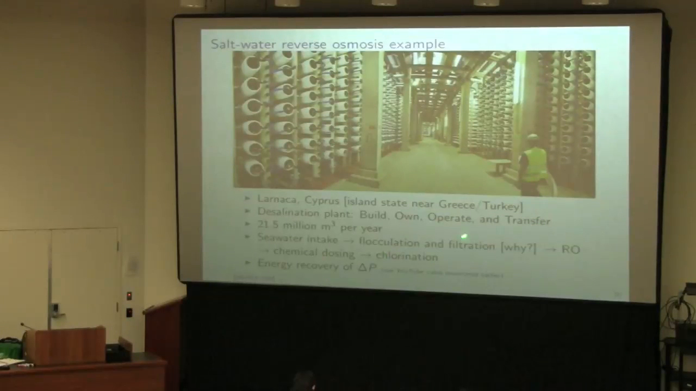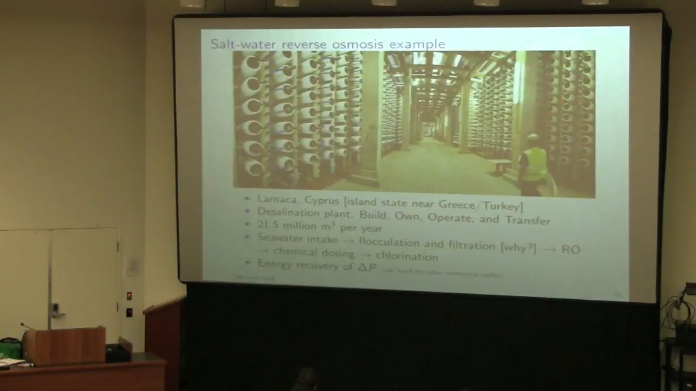So they take on the risk for the first 10 to 15 years to make sure the plant gets up and running and meets the required throughputs. In this case, 21.5 million meters cubed per year, or 64,000 meters cubed per hour. Which makes sense if you see this small number of modules over here.